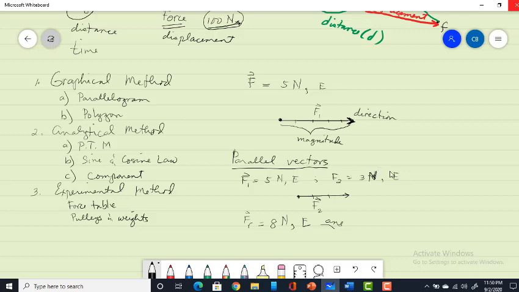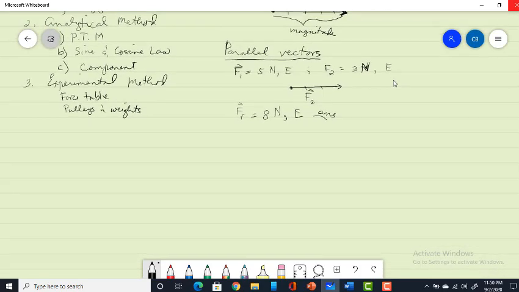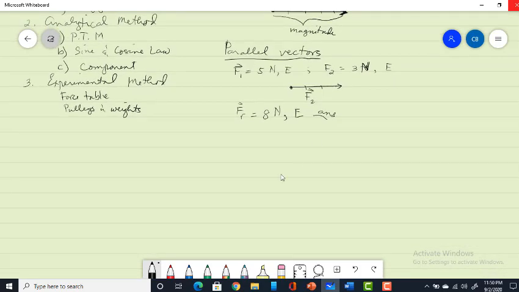How about antiparallel? The antiparallel vectors are vectors in exactly opposite directions. What if our F2 is not eastward? How about F3? If F3 is 2 Newtons westward. So therefore, if you're going to add vectors F1 plus F2 plus F3, then what's your answer?